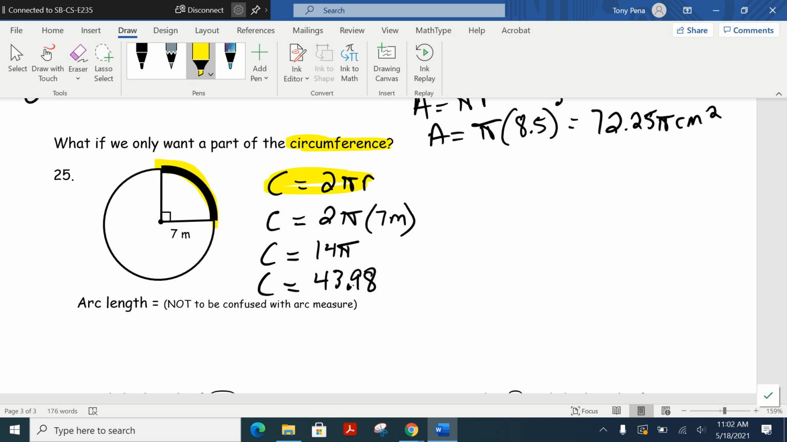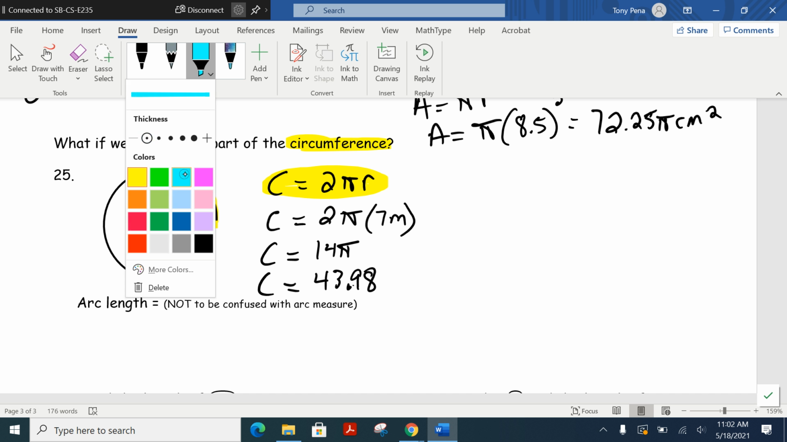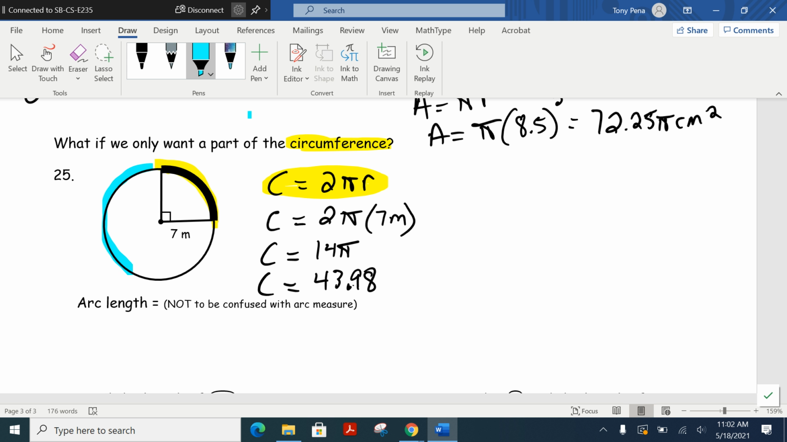But isn't this the distance around the entire circle? We don't want the distance around the entire circle. So right now we've just found all of this, the yellow and the blue, everything. We don't want all of that. So if I don't want all of it, how much of it do I want, Jake?